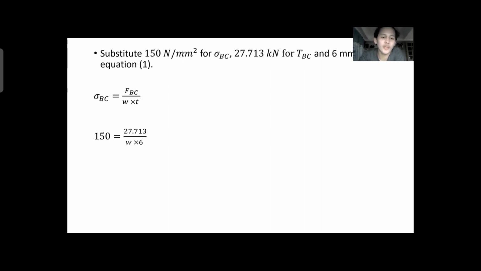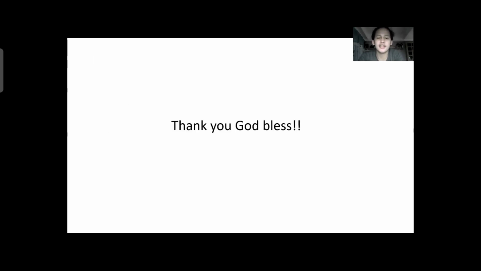To get the width, we will cross multiply. So we have W equals 27.713 over 150 times 6. And our width is equal to 30.79 millimeter. Therefore, this is our required width of the link BC. And that's all guys. Thank you for watching.